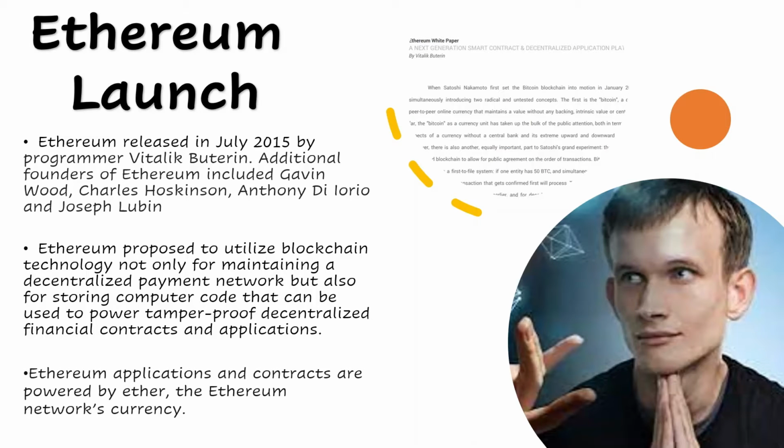So the Ethereum applications and contracts are powered by Ether, the Ethereum network's currency. The main difference between Ethereum and Ether is that Ethereum is a blockchain platform and Ether is a cryptocurrency which gets used to fuel that network. Mostly there is a misconception in the community that Ethereum is a cryptocurrency, but it's a platform. Ether is the currency.